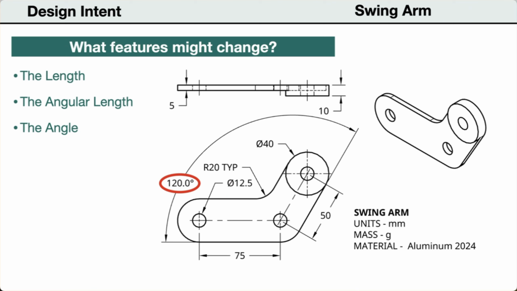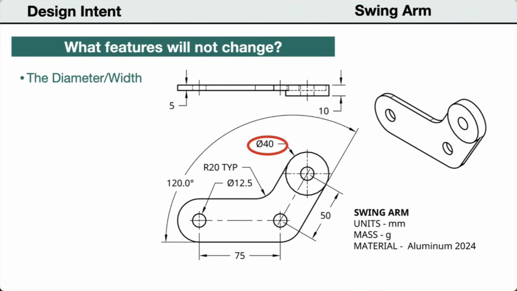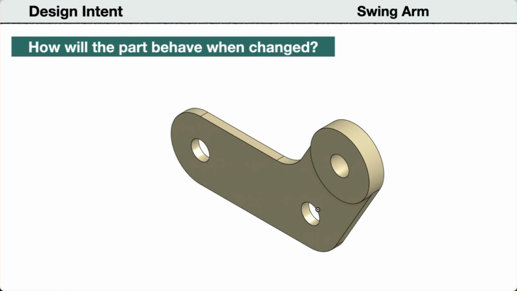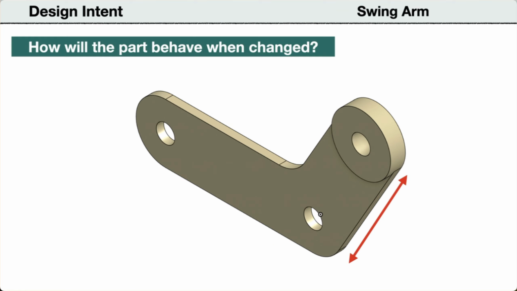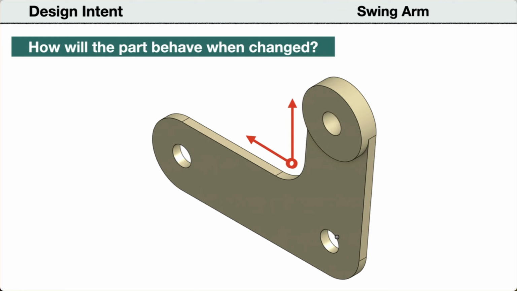Next, we need to identify the features that will not change if the part is revised. The diameter of the semicircular ends that also determine the width of the arm will remain the same. The size of the fillets and the size of the holes will remain unchanged. The choice of constraints and the order they are applied will determine if the model will behave predictably when changed. So the design intent is to be able to change the length of the horizontal arm and the angular arm, or change the angle, and have the other features update without errors.